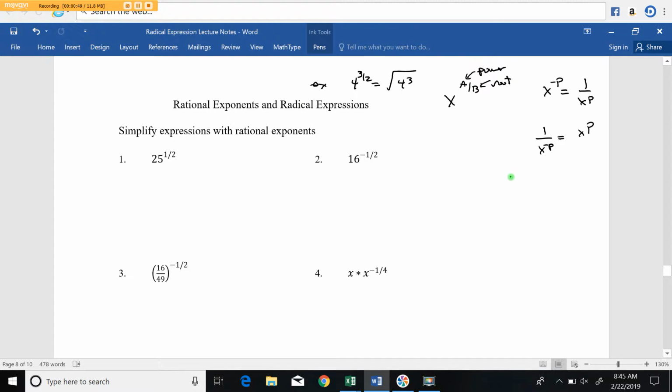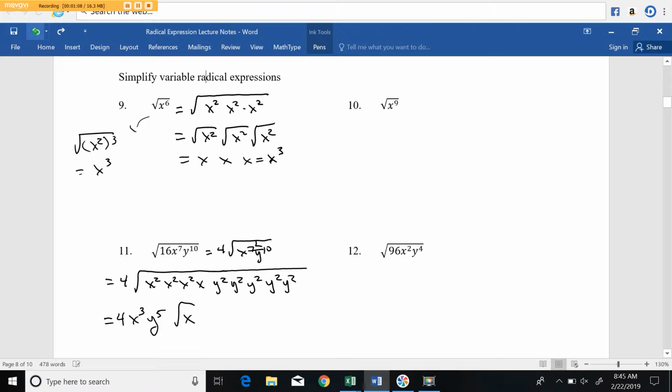For example, let's say 2 to the minus third. That would be 1 over 2 to the third. Or if we had 1 over 2 to the minus third, that would equal 1 over 2 to the minus third. I'm sorry, 2 to the third there, not minus third.